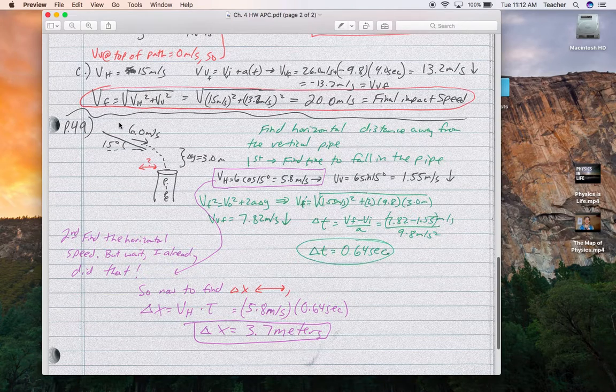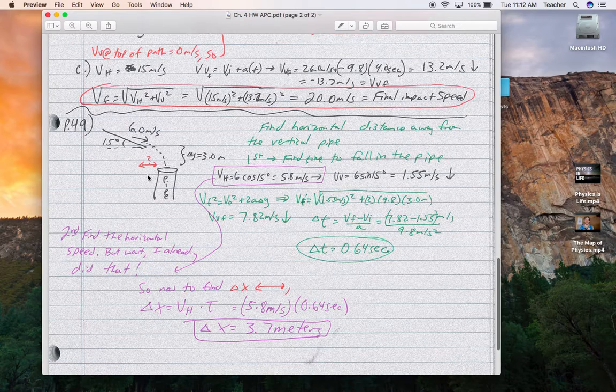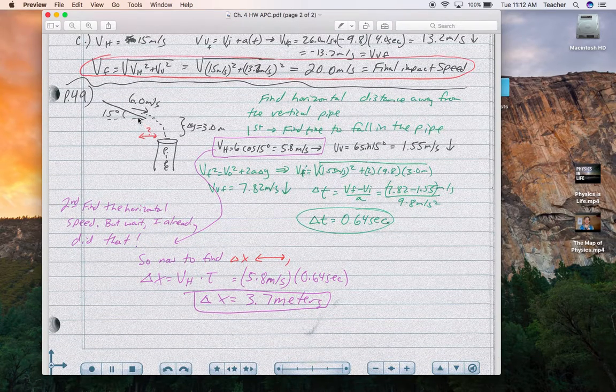Number 49 is a little sneaky. I kind of like it. I forget what's coming off here. They said sand. I like to think of it as like donuts, something like that. 15 degrees from the horizontal, 6 meters per second. So what I initially needed to do is break this into horizontal and vertical components. Horizontal 5.8, vertical 1.55. And then what I need to do is find the time for this to fall 3 meters. That's going to allow me to figure out this horizontal distance. I have to be careful because this isn't starting at 0 meters per second vertically. It's actually heading down at 1.55 meters per second.